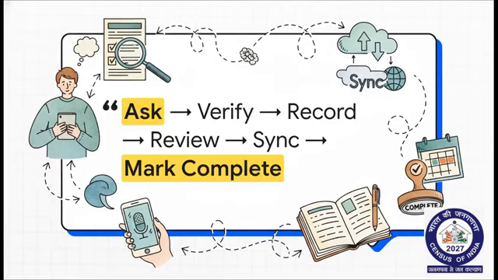You should really remember this golden rule. It's the whole process in one sentence. Ask the question, verify the answer you get, record it in the app, review your entries to catch any mistakes, sync your data often, and only then mark the block as complete. If you follow this sequence every time, you're guaranteeing high-quality data.